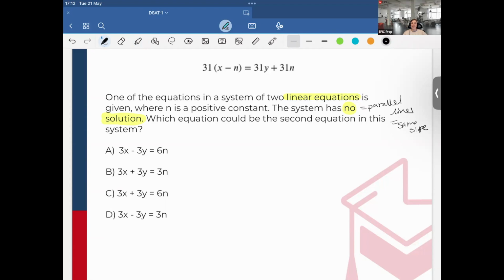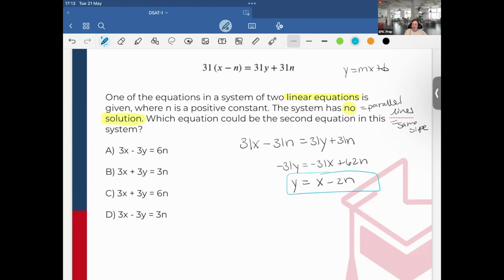Okay, so the first thing I would do personally is rearrange the equation. I would put everything in terms of y in slope-intercept form, so y equals mx plus b. This would give me, for example, -31y is equal to -31x plus 62n. Divide everything by -31, and I get y equals x minus 2n. So I'm looking for the same slope, but there should be a different y-intercept.